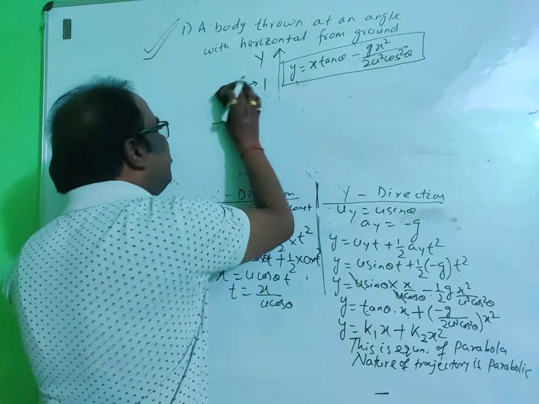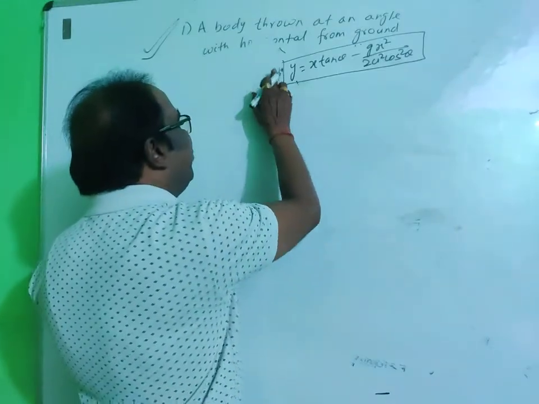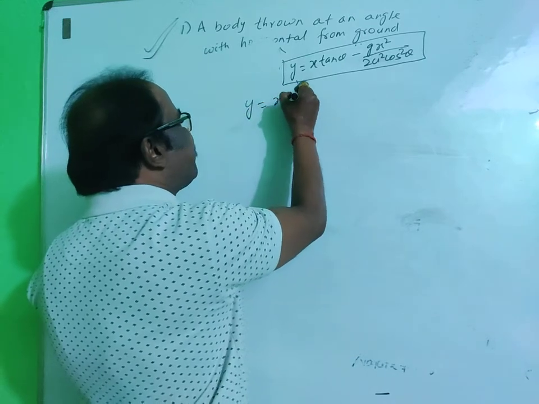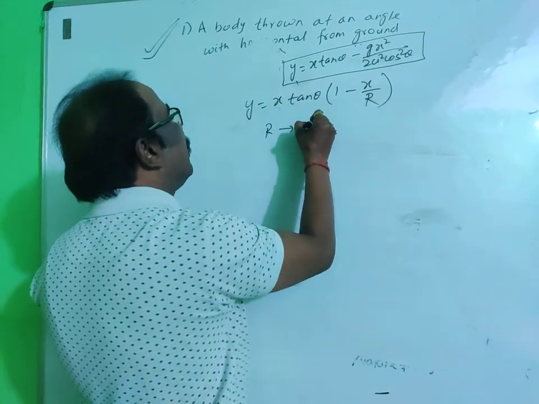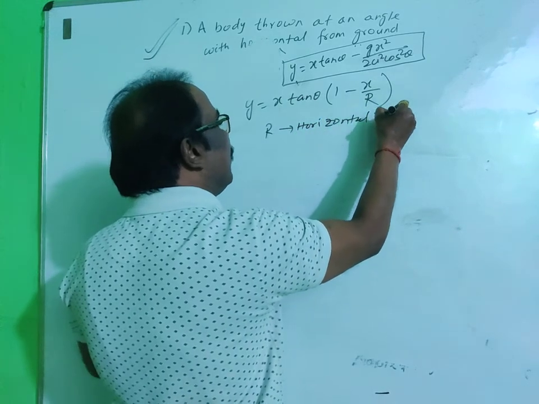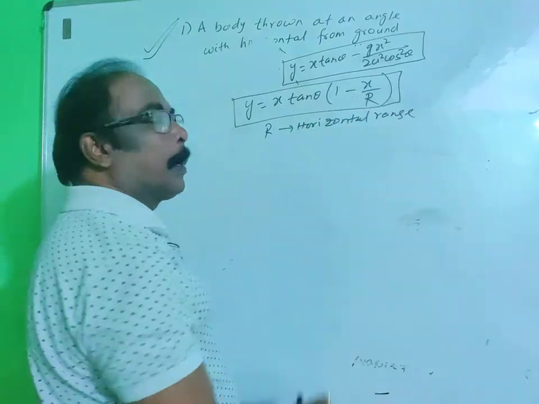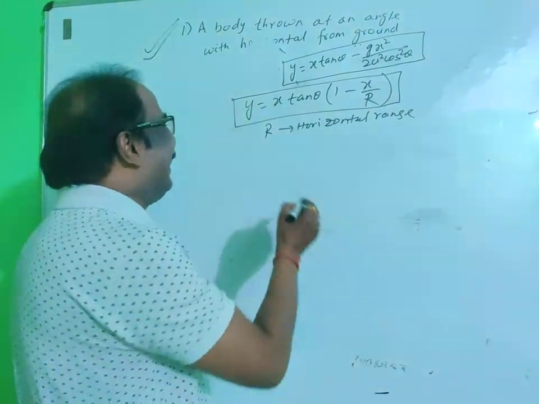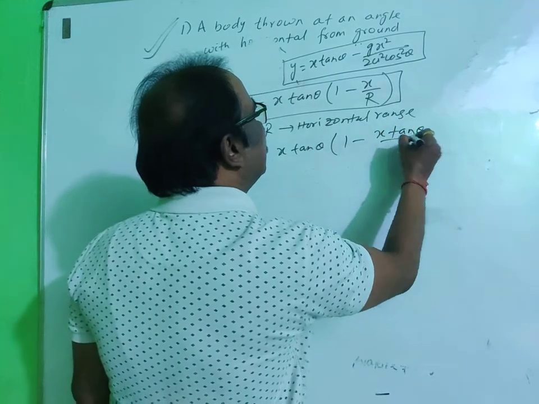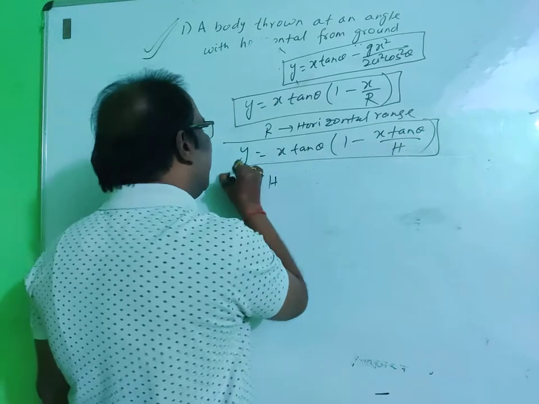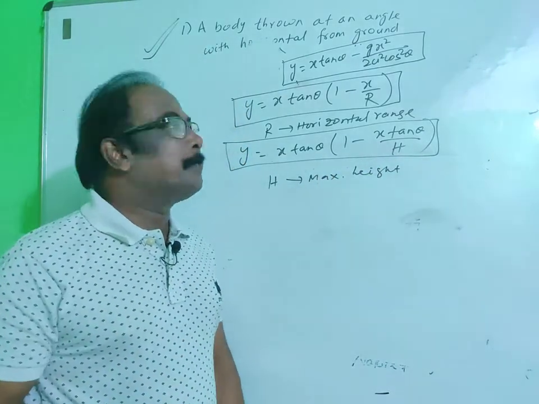Okay. Then this equation may be written in different ways. We'll use these equations for good numericals. y may be written as x tan theta into 1 minus x by R, where R is the horizontal range. I will discuss this horizontal range. This is another equation, very important, in terms of horizontal range. Then again, y is equal to x tan theta whole into 1 minus x tan theta divided by h, where h is the maximum height. Again, we will discuss maximum height and the derivation for this.